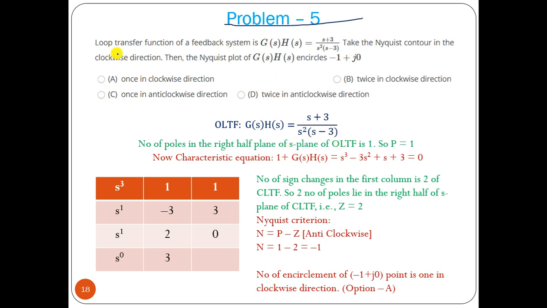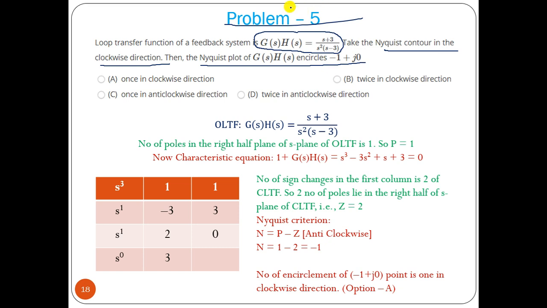Now problem number 5. In that problem, what is given? The loop transfer function, that is the open loop transfer function of a feedback system, is this one. Take the Nyquist contour in the clockwise direction. Then the Nyquist plot of GSHS encircles minus 1 plus j0: once in clockwise direction, twice in clockwise, once in anti-clockwise, or twice in anti-clockwise?